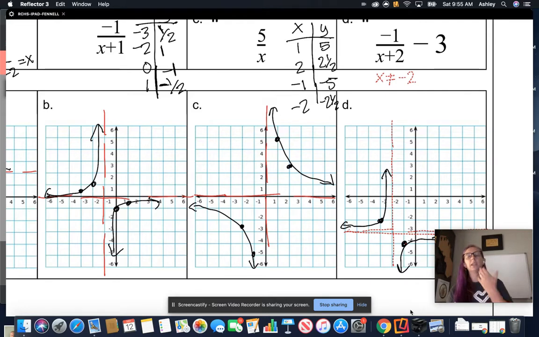Hopefully, the most important thing that you should be taking away from this section is being able to determine where your asymptotes are and paying attention to what that negative numerator does to your function and just getting a feel for the pattern of these.